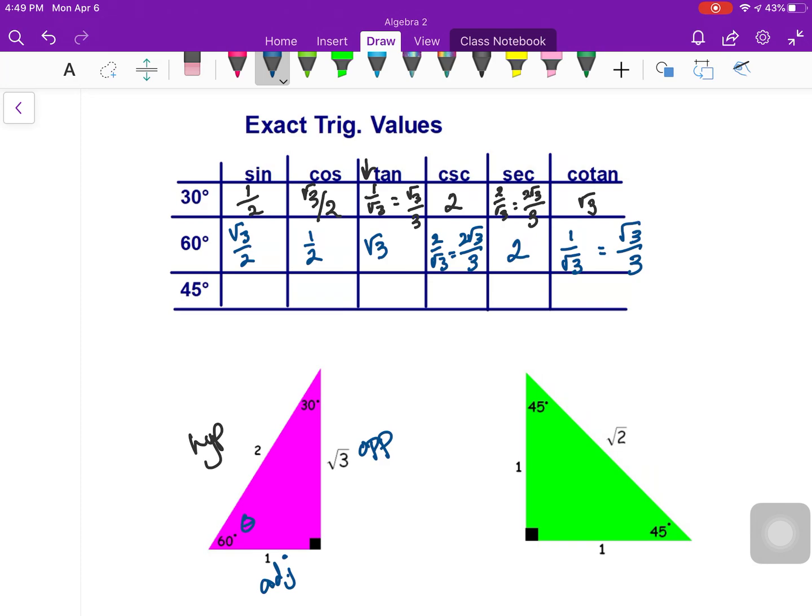Now, do you notice that the sine of 30 is equivalent to the cosine of 60? And the cosine of 30 is equivalent to the sine of 60. That means that sine and cosine are complementary functions.